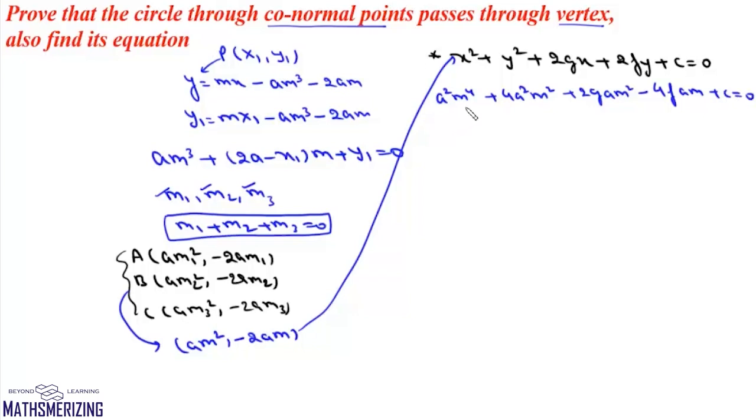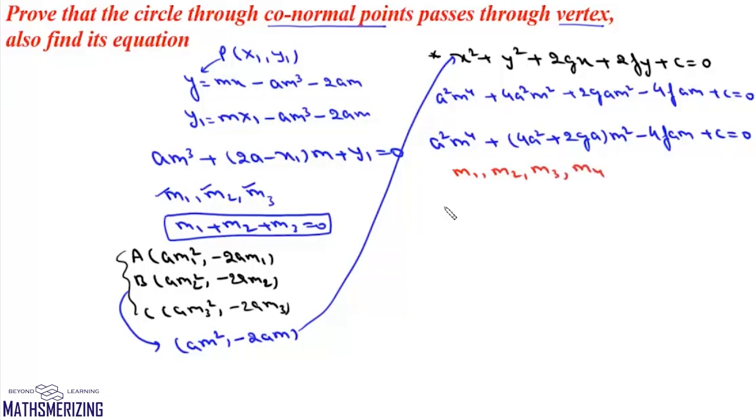So we can write this as a 4th degree equation in m. So we can write it as a square m to the power 4 plus, now here it will be, (4a square plus 2ag) m square minus 4f am and then plus c equals 0. Now this 4th degree equation will have 4 roots, say m1, m2, m3 and m4. Now we'll find the sum of roots, m1 plus m2 plus m3 plus m4.